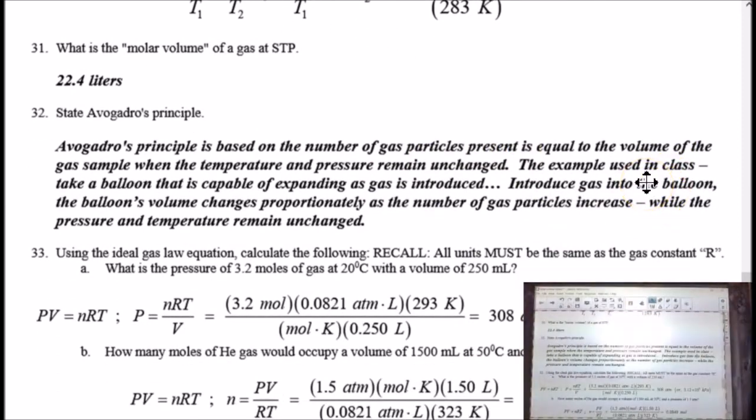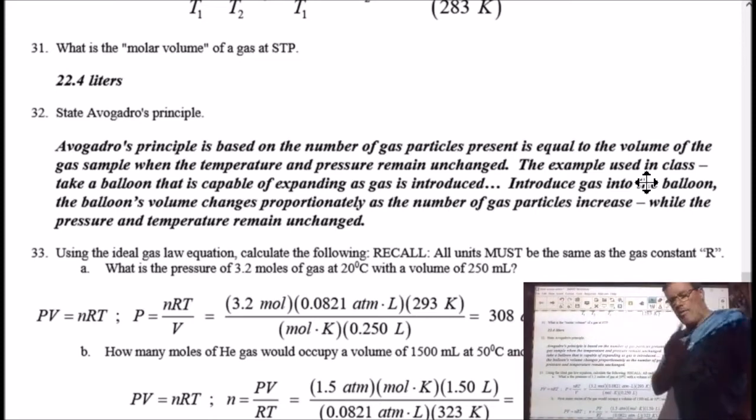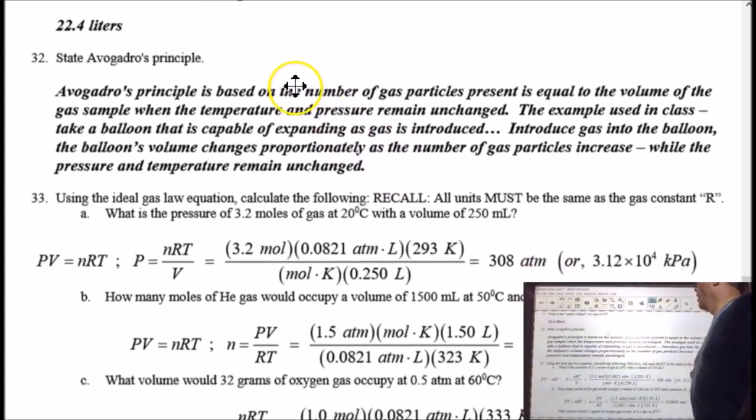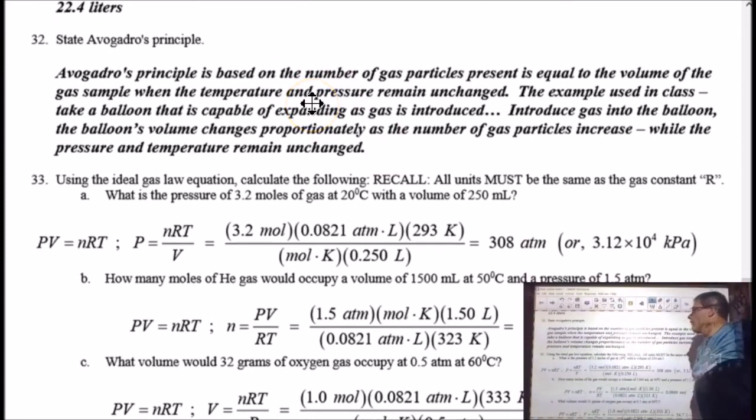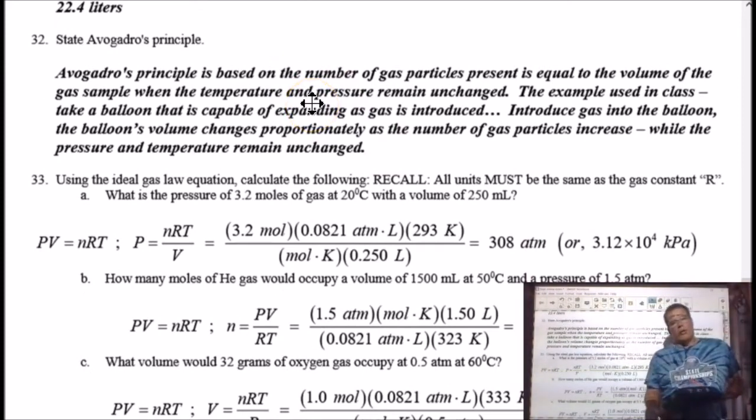Question 31. What is the molar volume of gas at STP? I think I did that earlier. 22.4 liters. Again, that value will not be given to you. You would have to know that on your own. Question 32, state Avogadro's principle. Avogadro's principle is the one that deals with, as long as the temperature and the pressure remain the same, as you introduce more gas particles, the volume gets larger. If you allow those gas particles to escape, the volume gets smaller. Pretty simple.